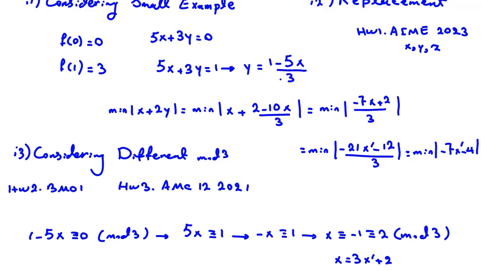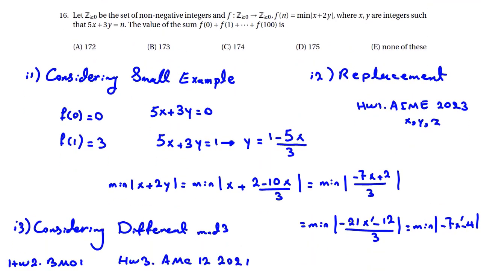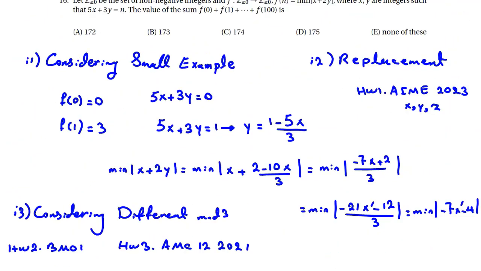Okay, so here we understand that, for example, we should consider different modes. So let's see, can we find f of n? If f of n is hard to calculate, we should again calculate f of 2, f of 3 to find more results. So 5x plus 3y equals n, and we want to find the minimum of the absolute value of x plus 2y, okay?